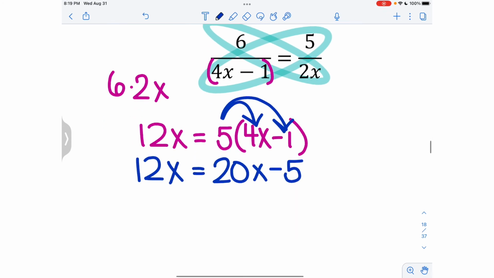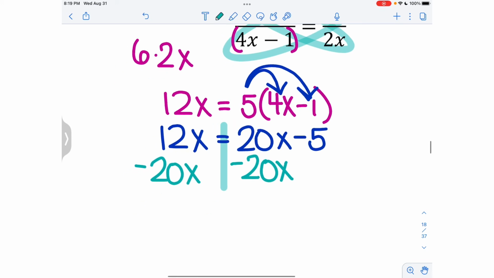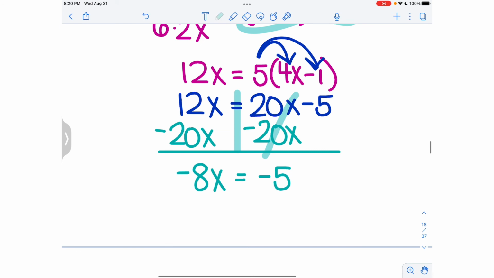And now I'm going to solve for x. This time, I'm going to subtract over this 20x because the other side also has an x. So I want to move over the like terms. Since I'm moving the 20x across the equal sign, that's why it's a minus, and I'm combining my x's together. 12 minus 20 is negative 8x equals negative 5. Divide both sides by negative 8.